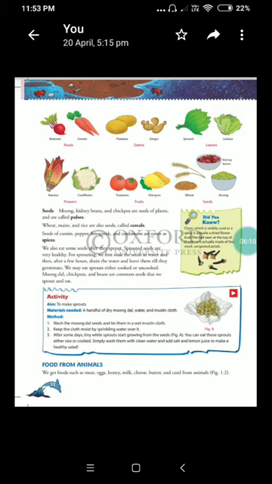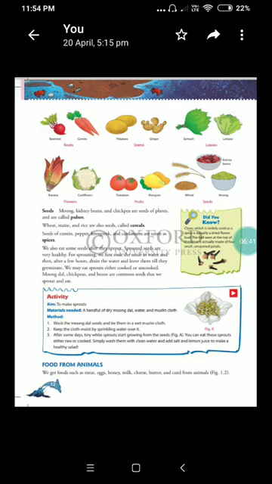Underground stems. Wait children, wait. Why are they called stems? Potato, ginger and garlic are found under the ground. Instead of saying roots, we are saying stems. Why? Listen, this is the additional information, children. Listen carefully. Because potato, ginger and garlic have nodes and internodes.